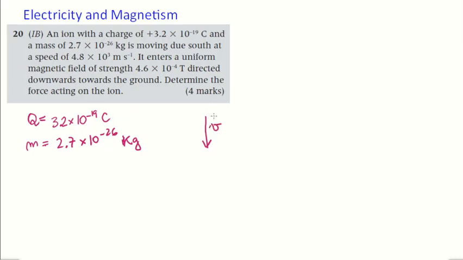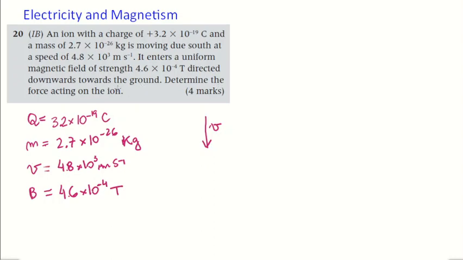Let's say that we're looking from the top. So south is down, and it will enter a magnetic field strength of 4.8 times 10 to the power 3. No, sorry, that's the speed of the particle. So it enters a field, and this is the speed of the particle, meters per second. That's the magnitude of the velocity. And the field, now we're talking about the field, is 4.6 times 10 to the negative 4 Tesla.